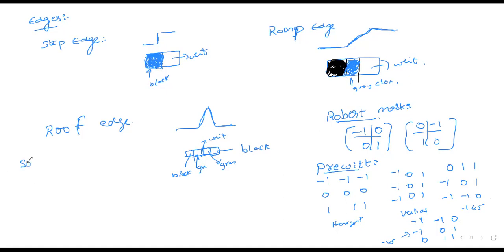Okay, next Sobel mask. The Sobel mask is given the same way, with horizontal, vertical, and so on. Horizontal: -1 -2 -1, 0 0 0, 1 2 1. This is horizontal. Next vertical: -1 0 1, -2 0 2, -1 0 1. This is vertical.